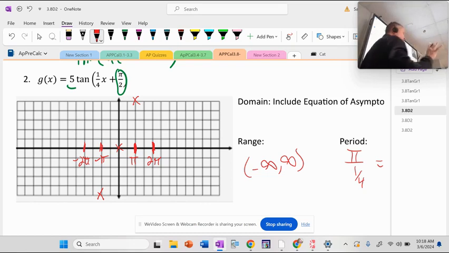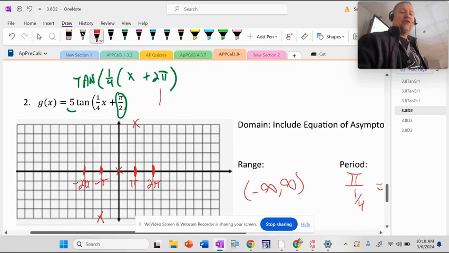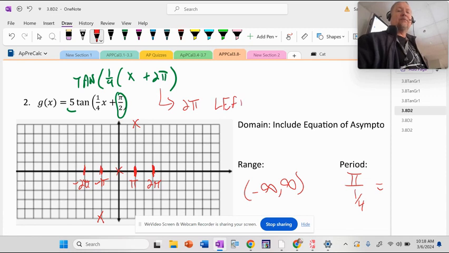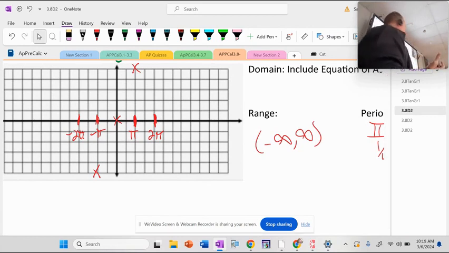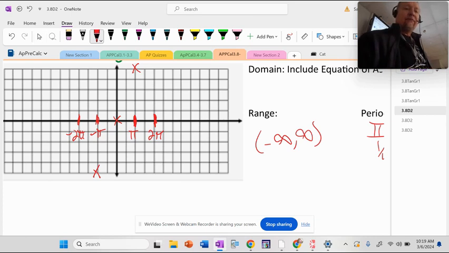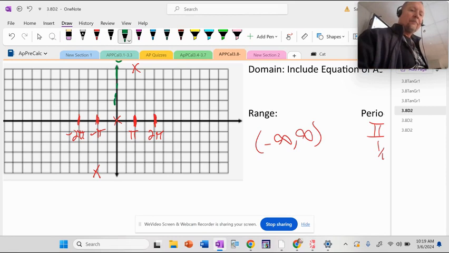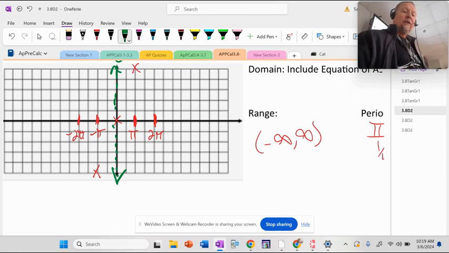And then which way do I have to go? What is the phase shift? 2 pi, which direction? Left. So I just want to take one of these. This is almost exactly like the last one. 2 pi left is the same thing as 2 pi right. If I went 2 pi right or 2 pi left, the asymptote would be again right on the y-axis. So if I move this 2 pi to the left and this is supposed to be an asymptote, then my asymptote is here. Maybe green doesn't show up very well. And then I get what's going on here.